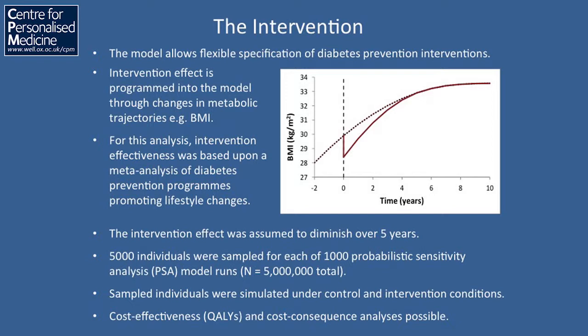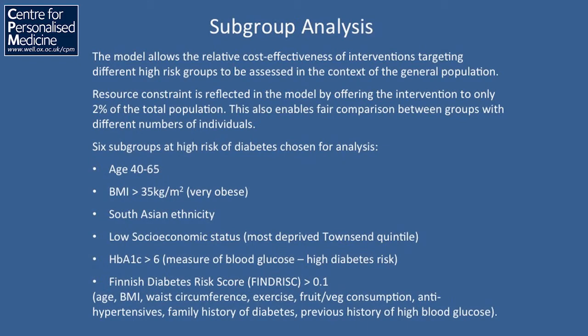And then, because there's not much data on how long interventions are actually effective for, we assume this diminishes over 5 years, and then people go back to their normal trajectory. And we run usually 5 million individuals through the model at a time and sample them, simulate them under control and intervention conditions. So for subgroup analysis, we've chosen 6 different subgroups who are at high risk of diabetes.